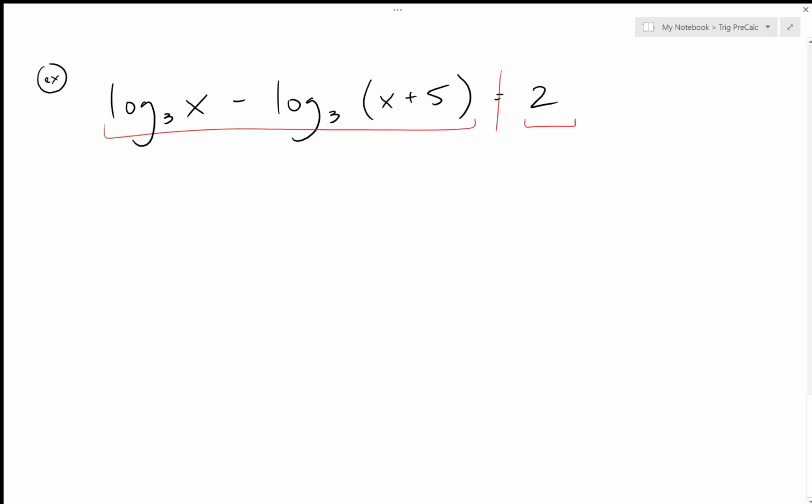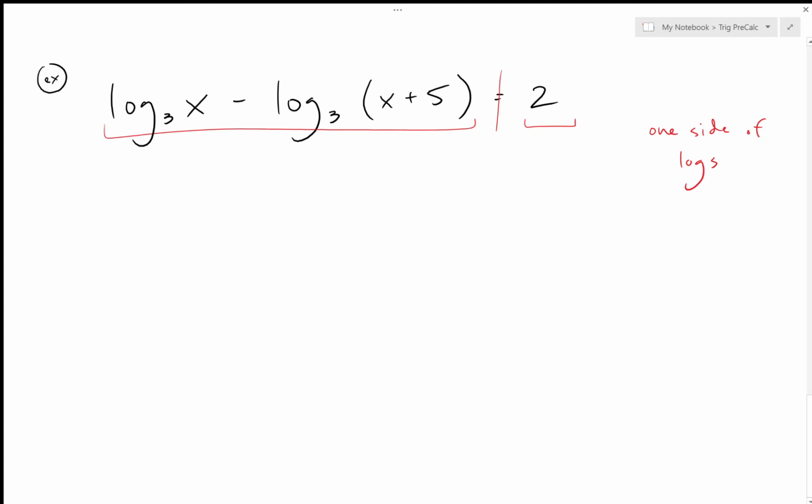All right, so we've got log base 3 of x minus log base 3 of x plus 5 equals 2. So again, we take a look at it. We've got the equal sign here. On this side, we've got logs. This side, no logs. So this is a problem where there's only one side of logs. And we'll see that on the third example, a different one.